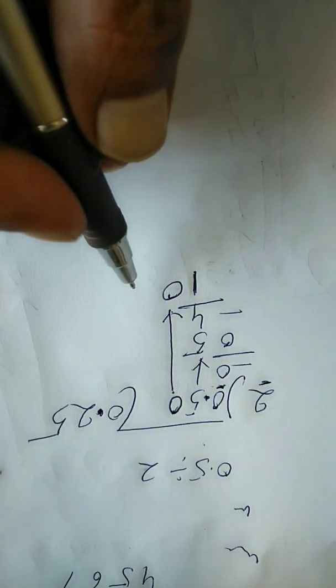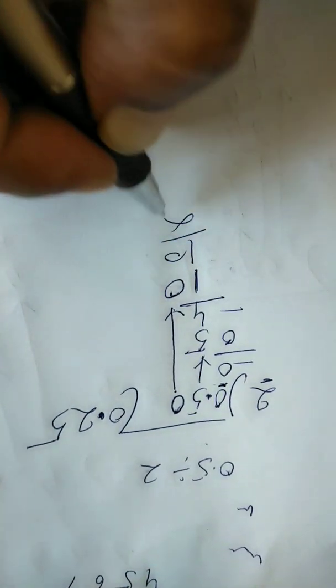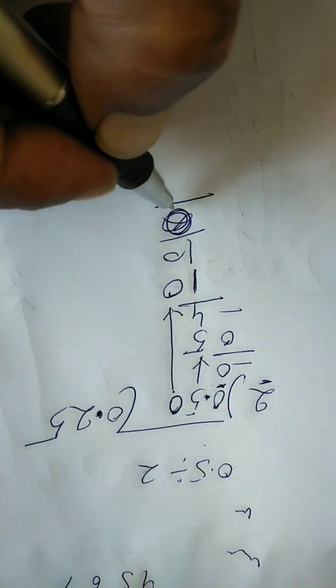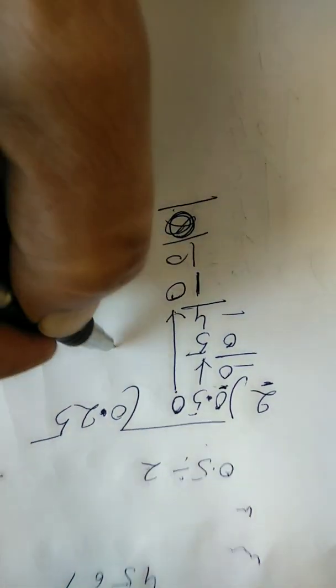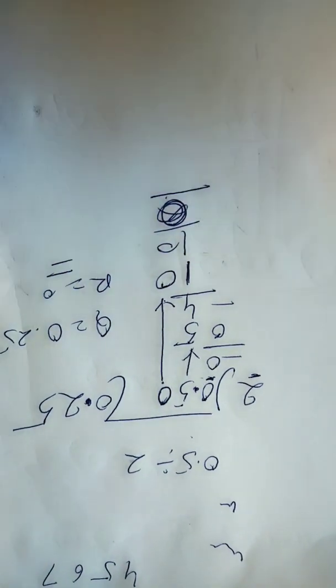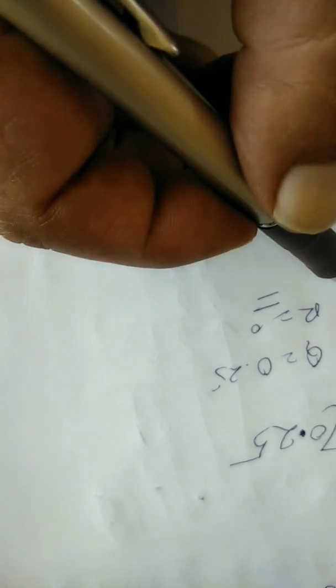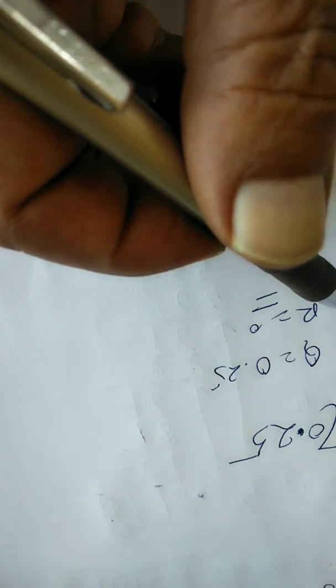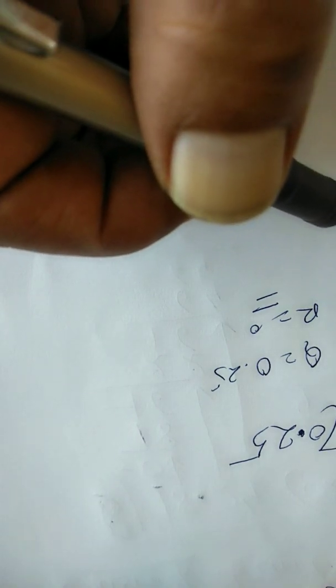Now it is 10. Now again divide by 2. 2 5s are the 10. Now the remainder is 0. So your quotient is 0.25 and your remainder is 0. This is the one concept of the division of decimal numbers. It is the new thing that we are adding. So dear students, today we studied how we divide a decimal number.